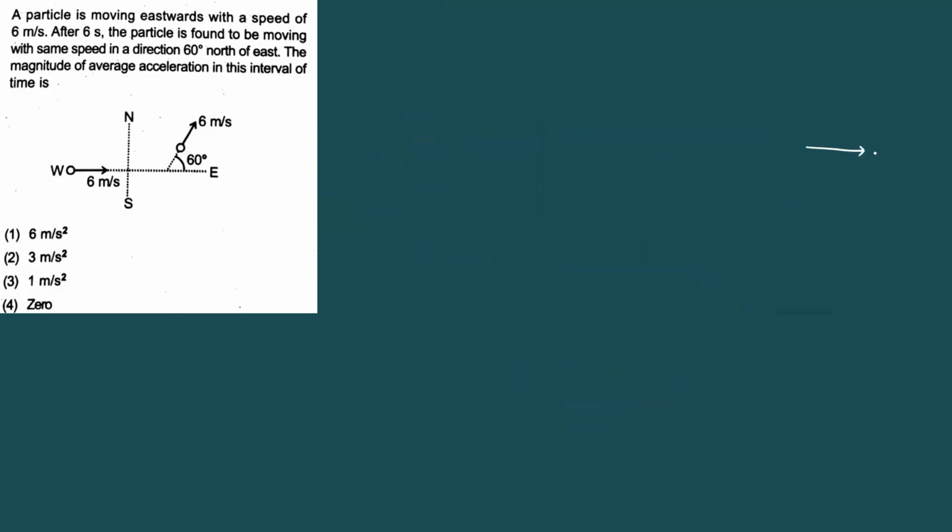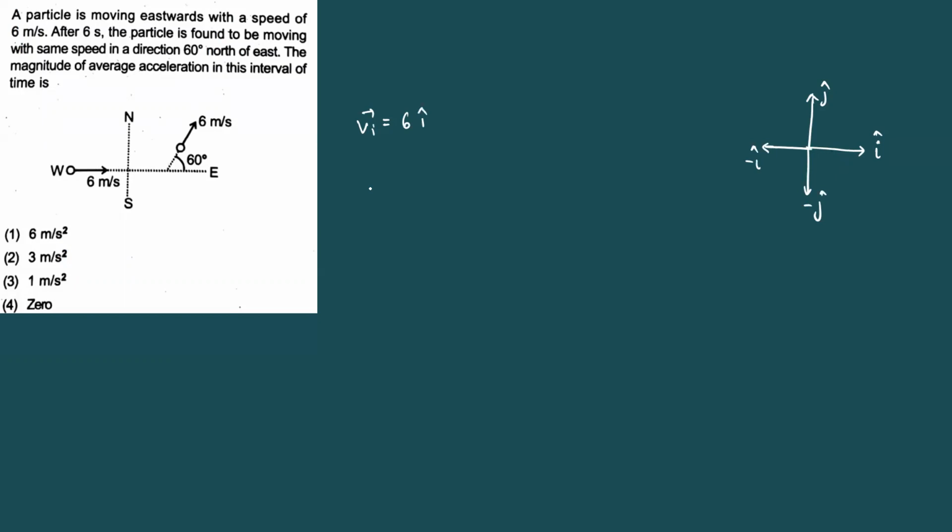As we know, east is i cap, north is j cap, south is minus j cap, west is minus i cap, the unit vectors in those directions. So initially the particle is moving towards east, towards right. So the initial velocity is simply, I'll solve this problem using the i cap and j cap method rather than applying the parallelogram law. So initial velocity is 6 i cap.